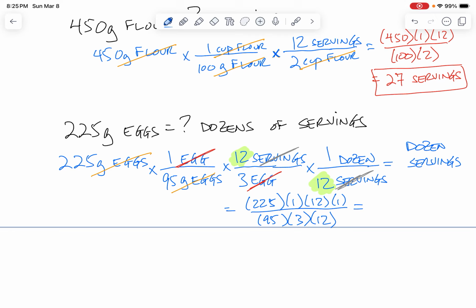And let's see what we come up with. So if we crossed out these just to make our lives a little bit easier, it would be 225 divided by 95 divided by 3. And I'm getting 0.79 dozen servings. All right. And kind of a weird number there, but that would be our answer.